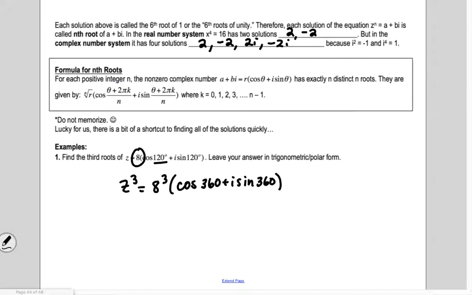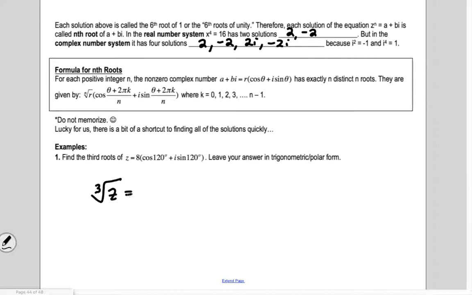And when we take roots, we know that we have more than one solution. So instead of cubing, what am I going to do? I'm going to take the cube root. So I'm going to have the cube root of 8. And then I'm going to do cosine of 120 instead of times 3, 120 over 3. You got it.